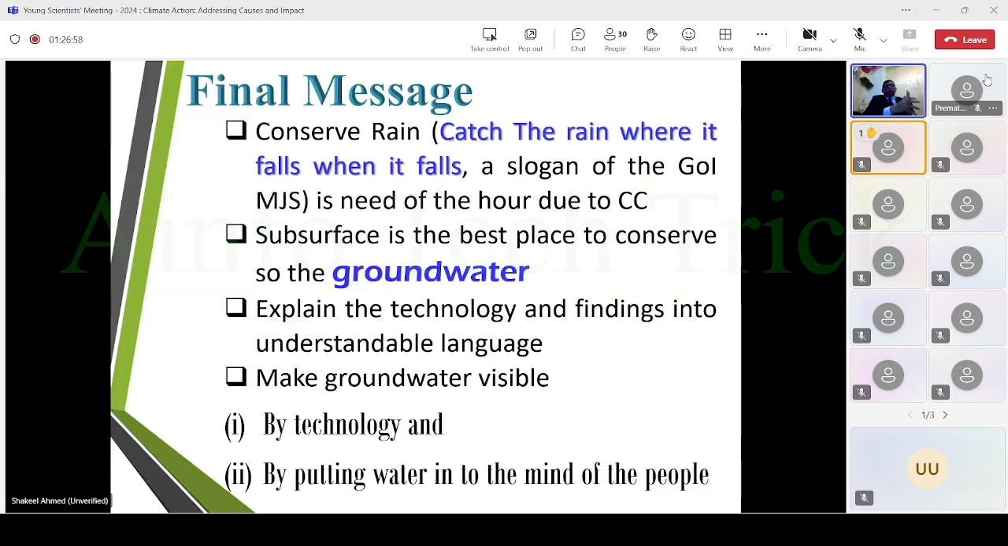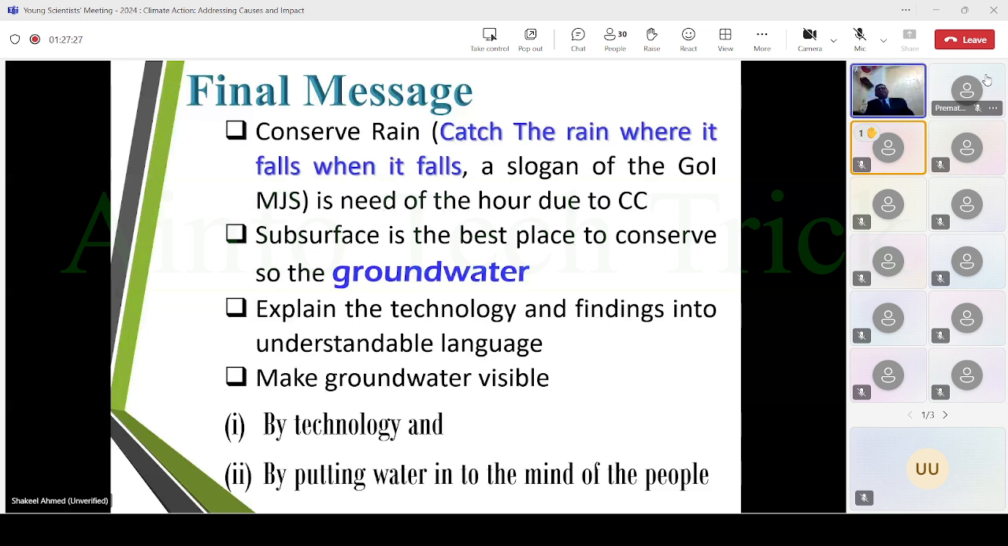So what you have to do is conserve rain, and the Ministry of Jal Shakti of the Government of India has also promoted the slogan "catch the rain where it falls, when it falls." Because rain comes to us for very little time, and in very few places, we have to catch it. If not 100%, then 90 to 95%. And then the second part is that you have to store that into the groundwater.